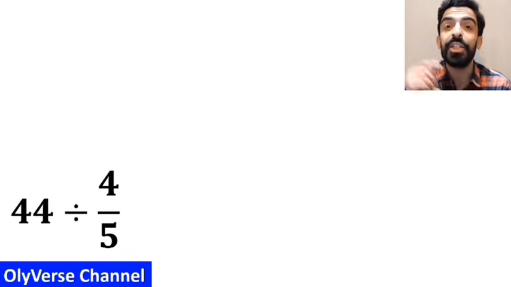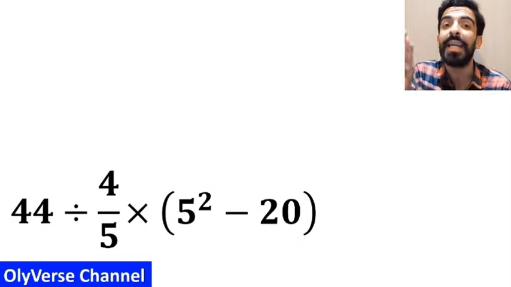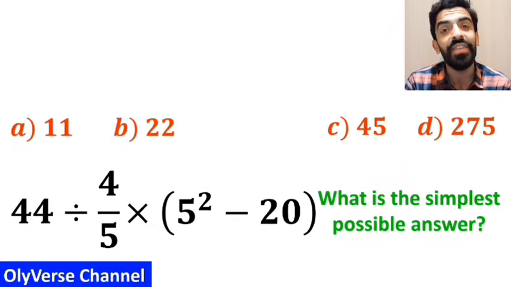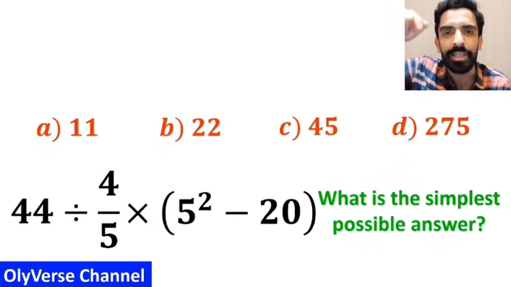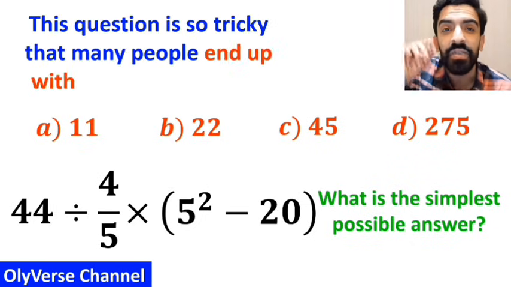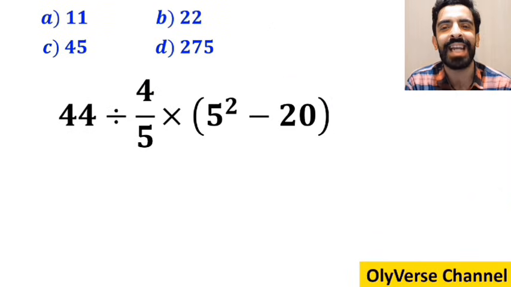If we have the expression 44 divided by 4 over 5 multiplied by (5 to the power of 2 minus 20), then what is the simplest possible answer for this expression? Which option do you think is the correct answer to this question? This expression is so tricky that many people end up with the wrong answer. Let's take a closer look and solve it together.